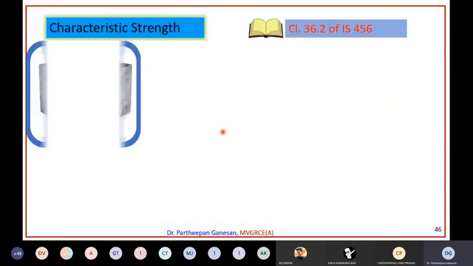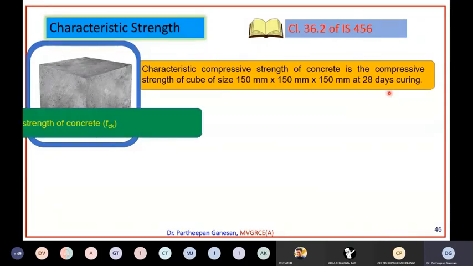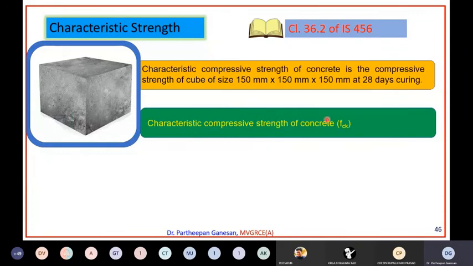Okay, so the characteristic compressive strength of concrete is the compressive strength of a cube of size 150 mm by 150 mm by 150 mm at 28 days curing. Characteristic strength of concrete is represented by the symbol FCK. Please keep a note of it. FCK is the characteristic compressive strength of concrete.